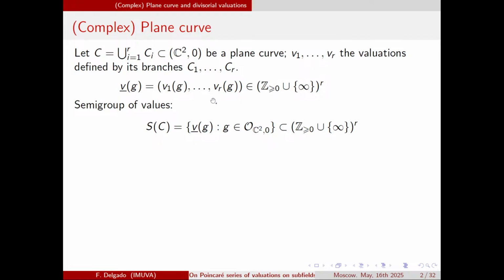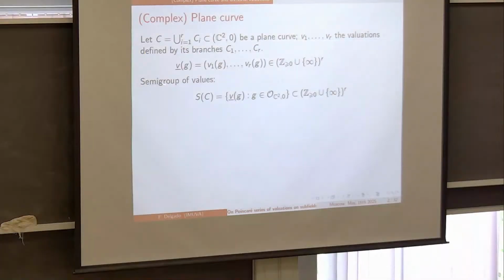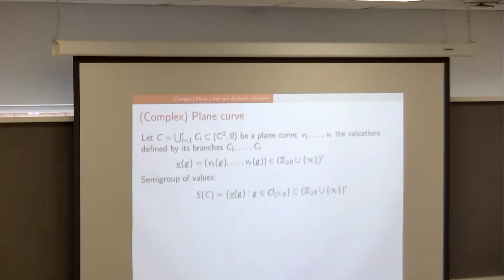So let me take a reduced complex curve. For each branch, we take the valuation. So we have V1 up to Vr, the valuations defined by the branches of the curve. For each function g, we define v of g as the vector vi of g for each valuation, which has coefficients in the integers.